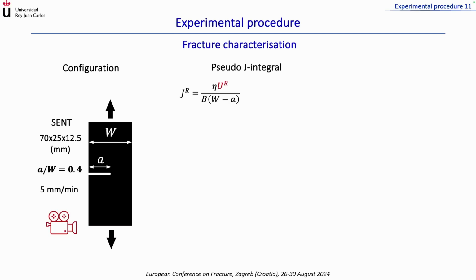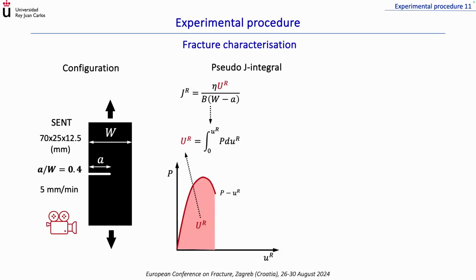Two fracture parameters were obtained: the pseudo J integral, J_R, obtained with a well-known expression where eta is a constraint parameter dependent mainly on the configuration, B the thickness, W the width, a is the crack length, and capital U_R is the area under the load versus pseudo displacement curve, which is obtained from the actual load displacement curve using the convolution integral.